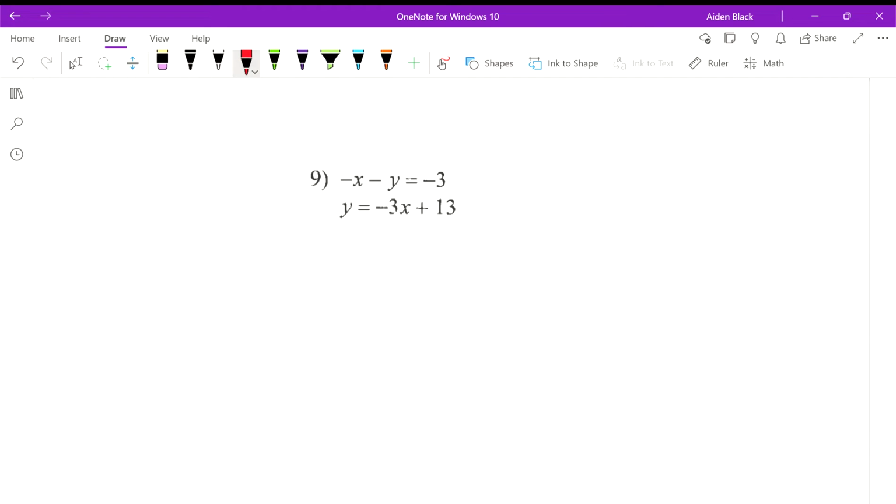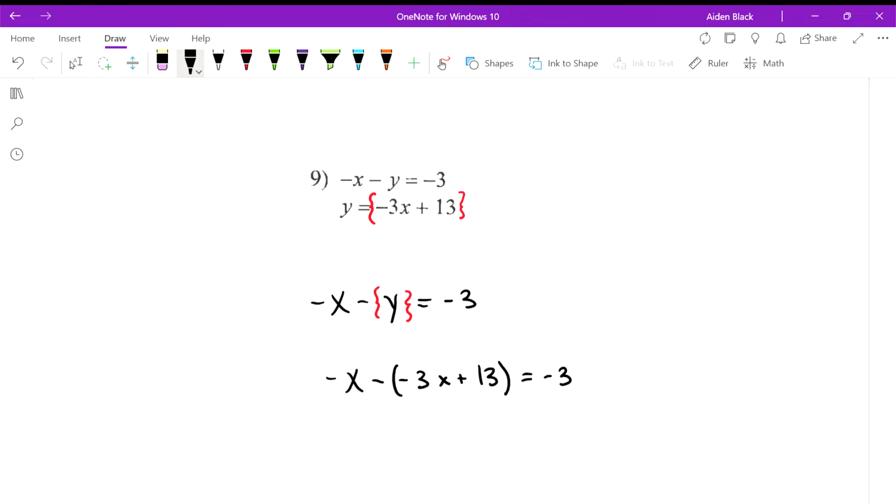We look and see that y is equal to negative 3x plus 13. That's what it's equal to. So what I'll do is take the other equation, and instead of writing y, I'm rewriting it, but I will, in parentheses, rewrite y, but I'll be writing what it is equal to, like so.